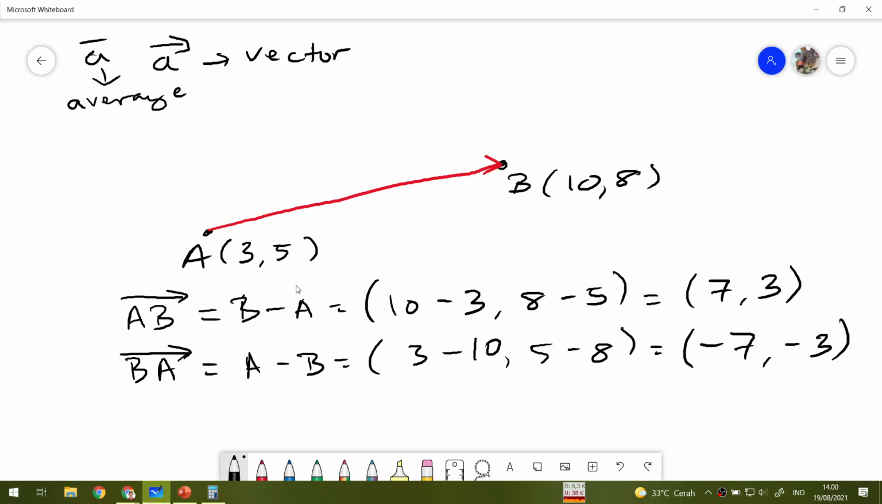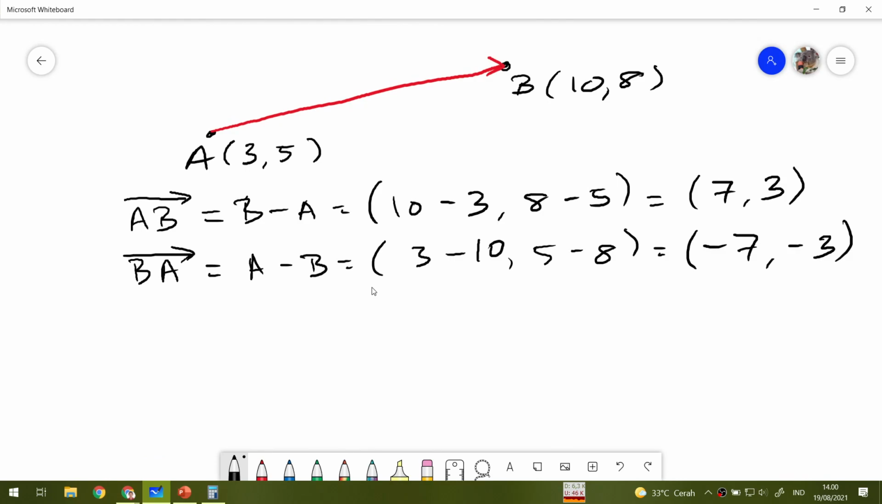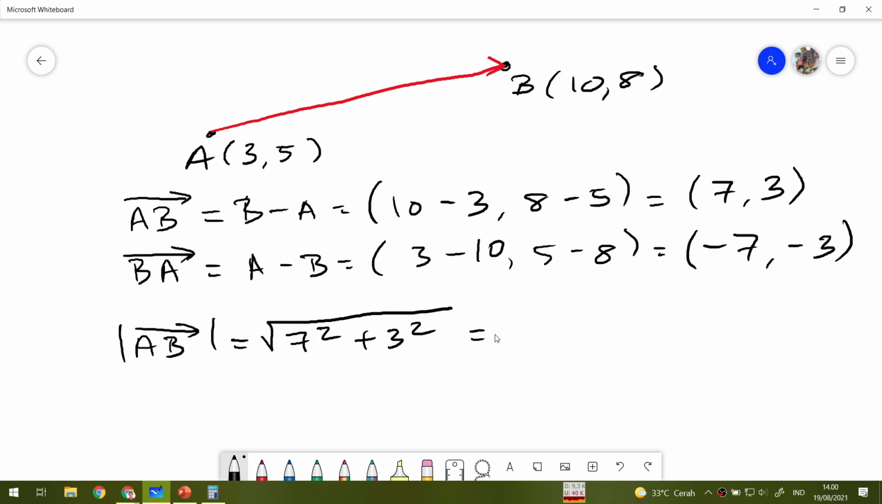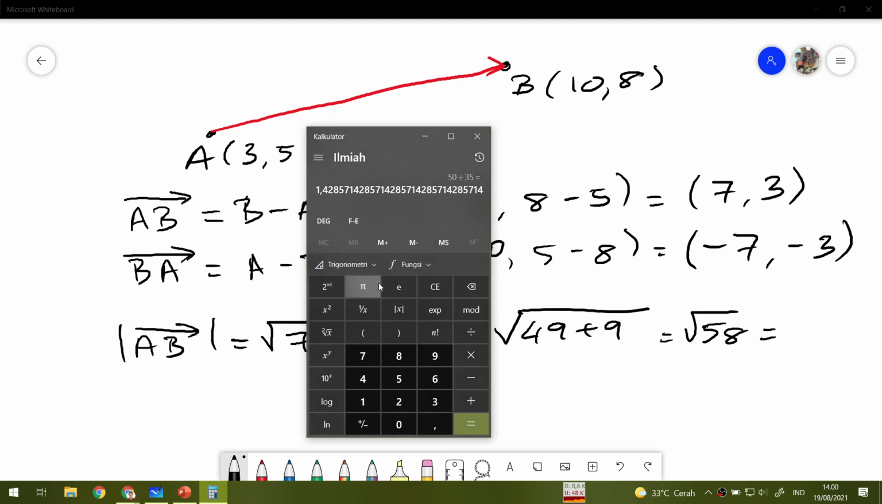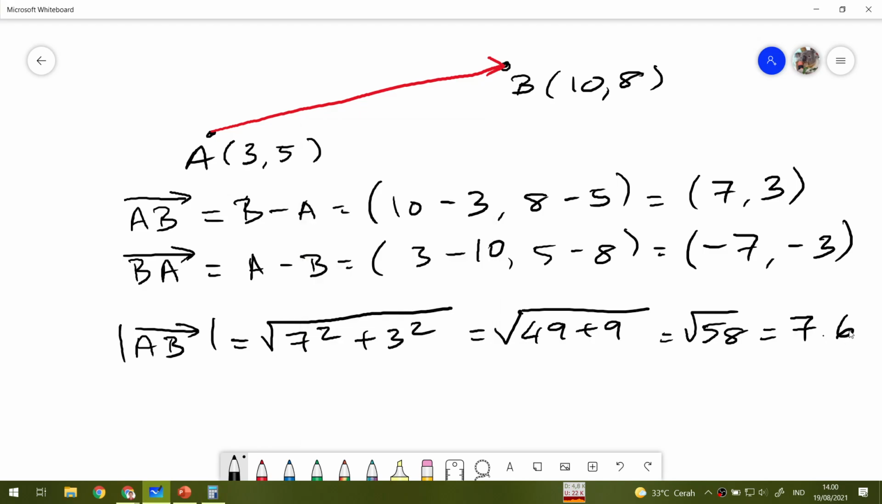So for example, let's say that I want to calculate the length of vector AB. Then we can calculate it by taking the square root of the x element squared, 7 squared, plus the y element, 3 squared, which is the square root of 49 plus 9. The square root of 58 is 7.62. That's how you calculate the magnitude of a vector.